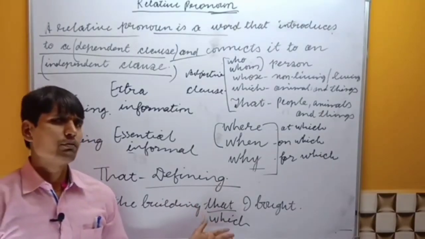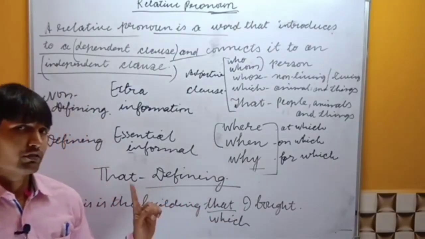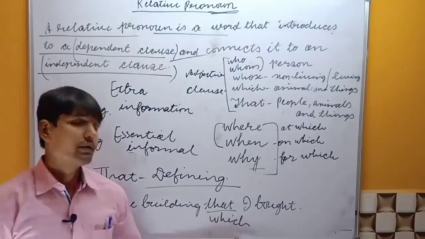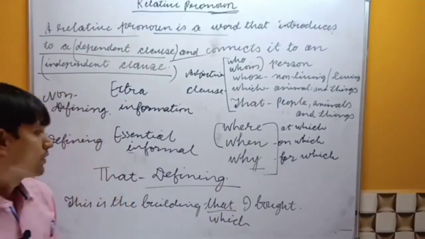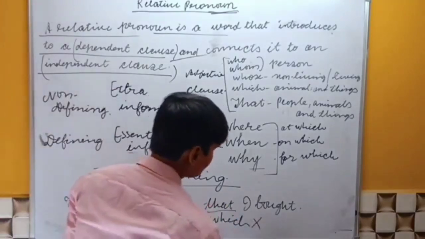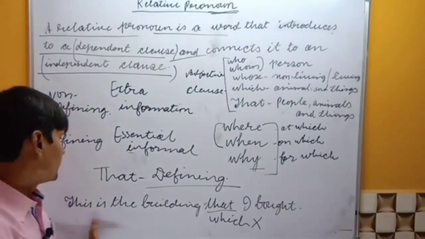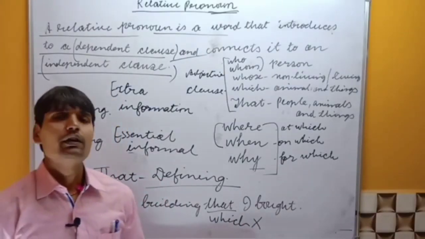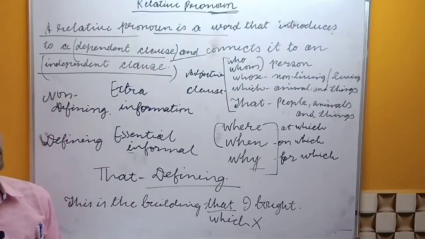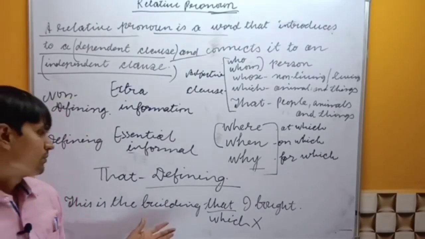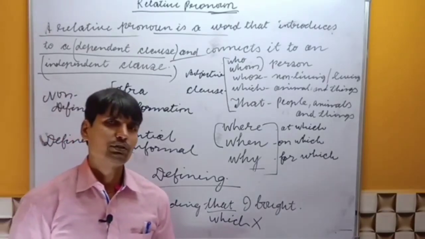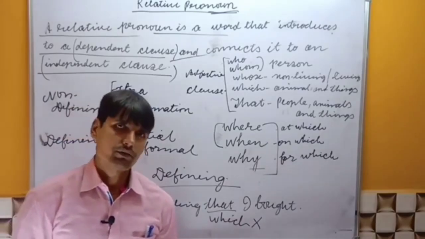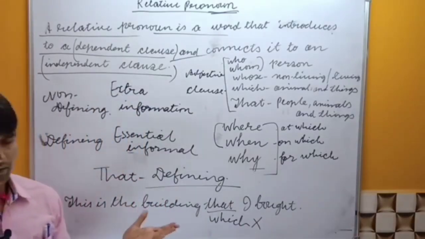You can also use which, but try to understand that if you are using them in a non-defining clause, then you don't have to use which. You can always write, this is the building that I bought. It means you are giving the essential information. Because you bought the building, this is the essential information, the required information. It is not extra information.